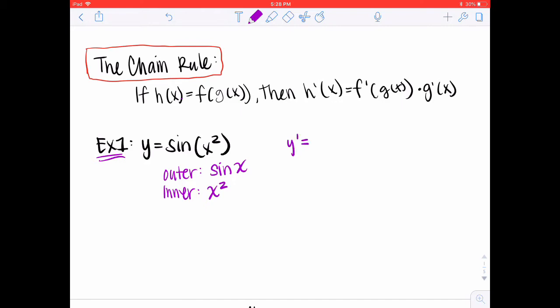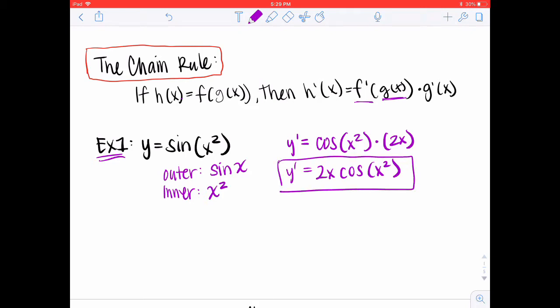For the derivative, we first take the derivative of the outer function. The derivative of sine is cosine, and we keep the inner function, x squared, and then multiply by the derivative of the inner function. The derivative of x squared is 2x, and this is our derivative. We can rearrange it to make it look a little nicer, and that is the derivative of sine x squared.